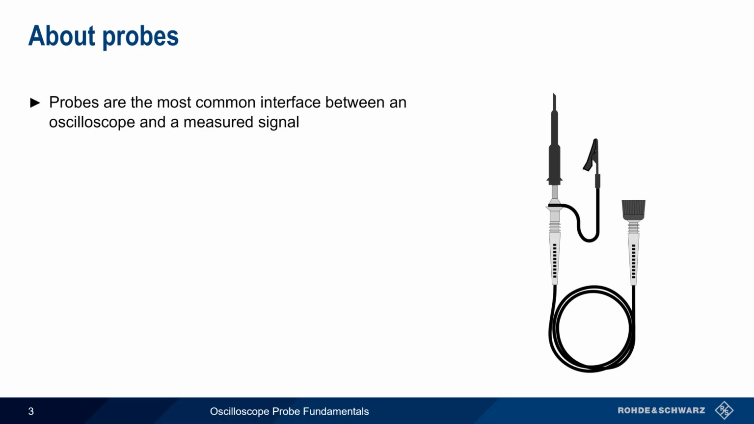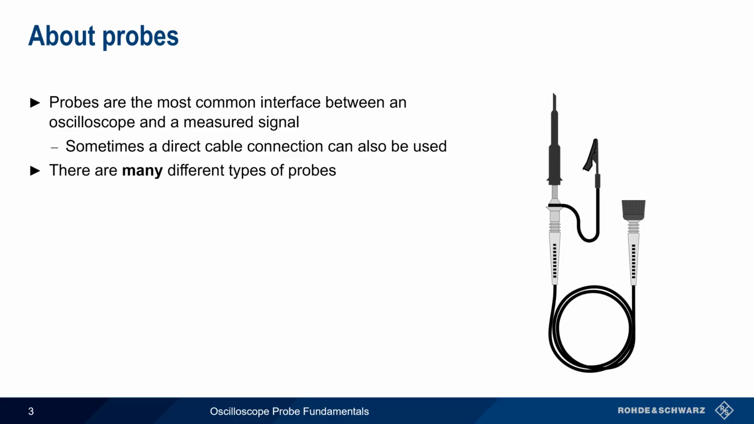Let's begin with a general overview of probes. Probes are the most common interface between an oscilloscope and the measured signal, although in some applications a direct cable connection can also be used. There are many different types of oscilloscope probes, and we'll cover the most important of these in this presentation.